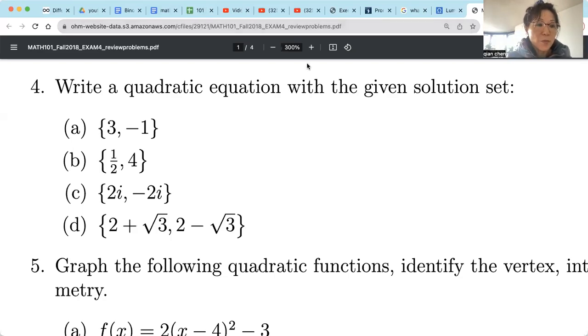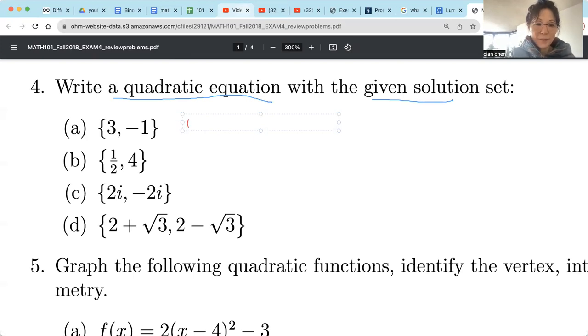Okay, let's keep going with question 4. Question 4, we do the opposite way as the previous. So now we're given the solution set. We want to use this solution set to write a quadratic equation. And remember, when we solve a quadratic equation, we can always think of the solutions as factors.